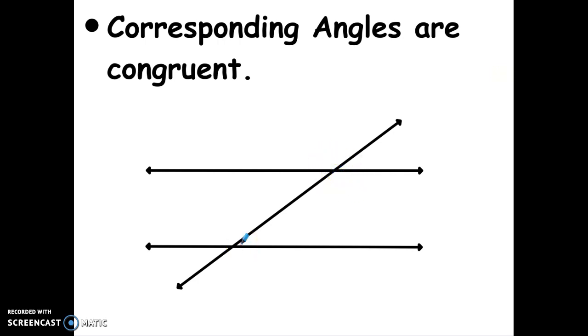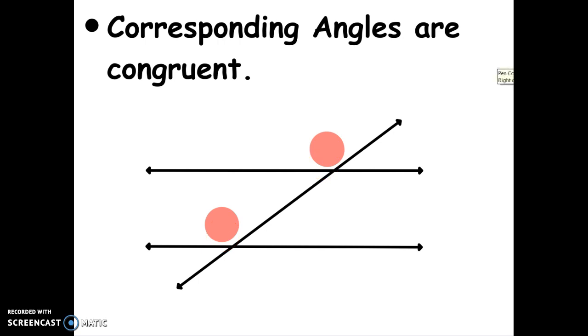Well, I call them intersections. So, let me make this a little bigger. This angle right here corresponds to this angle. So these two angles are congruent. If this is 33 degrees, then this is also 33 degrees.